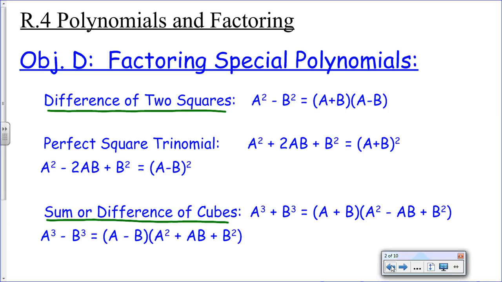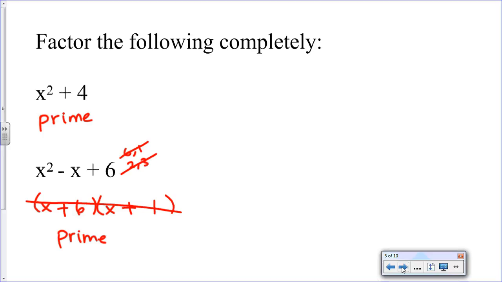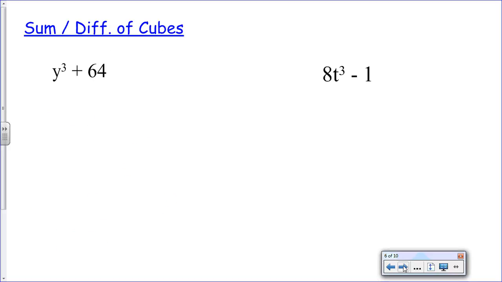So A cubed plus B cubed. I'm going to do A and B. So A and B are the cube roots of the perfect cubes that you have. So A would be y, and B, what's the cube root of 64? 4. Okay. That's okay. So the first thing it tells me to do is A plus B. So y plus 4.